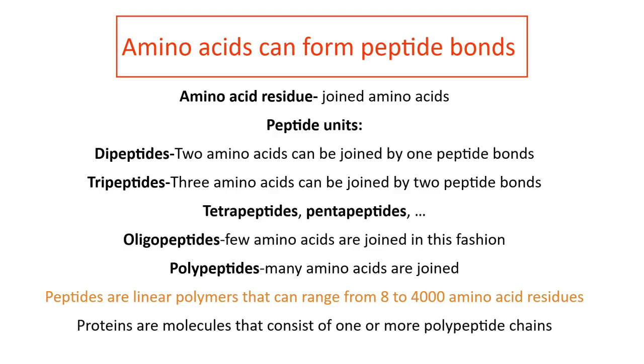Hello class, so for this lecture we are talking about peptides. So we're going to go into some definitions first. As a reminder, amino acids are joined together by peptide bonds. And so as far as definitions, when you hear the word amino acid residue, that means joined amino acids. And the bond that is joining these amino acids are peptide units.